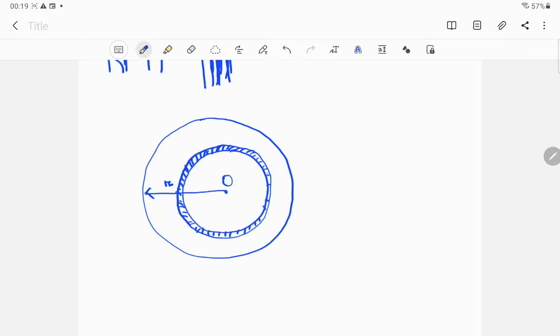The notes for this I have already shared in Google Classroom. So here you see this is of radius x. Now initially we had AB here, so let me call it B. This position was B. After the twist, it got shifted to B dash, and it got shifted through an angle theta.